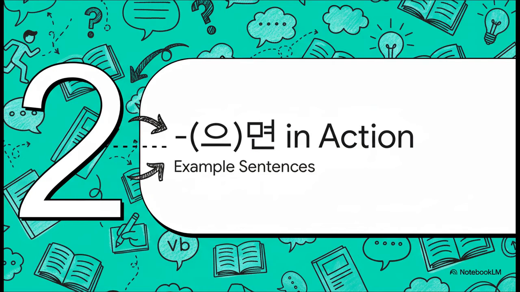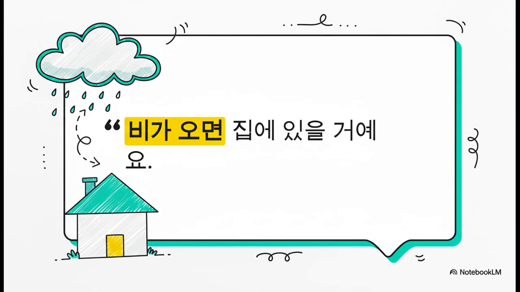All right, enough with the rules. The best way to really get this is to see it in action, right? So let's look at some real sentences. I'm going to read each one for you 3 times, nice and slow, so you can really hear how it sounds. Okay, here's our first one. I want you to just listen. 비가 오면 집에 있을 거예요.